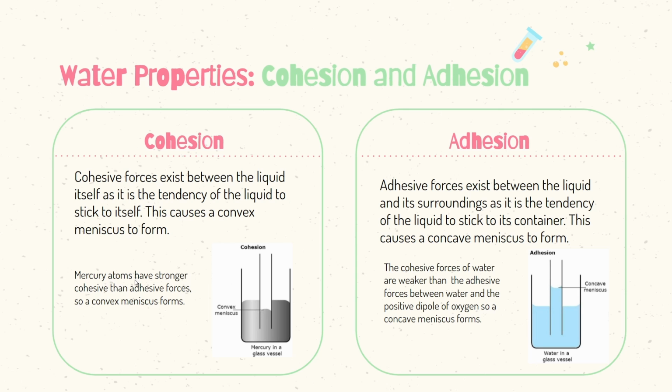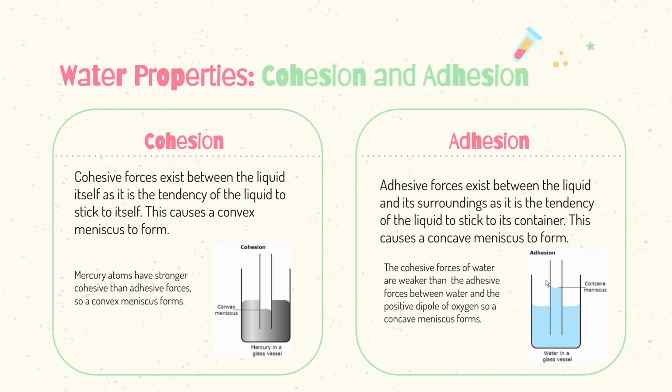This is true because mercury atoms have stronger cohesive forces than adhesion forces, and so we get this convex meniscus. Meanwhile, adhesion forces exist between the liquid and its surroundings. So cohesion is bonding to itself, versus adhesion is sticking to other things. More likely than not, it'll be its container, because that's what you'll have water contained in. This causes a concave meniscus to form.